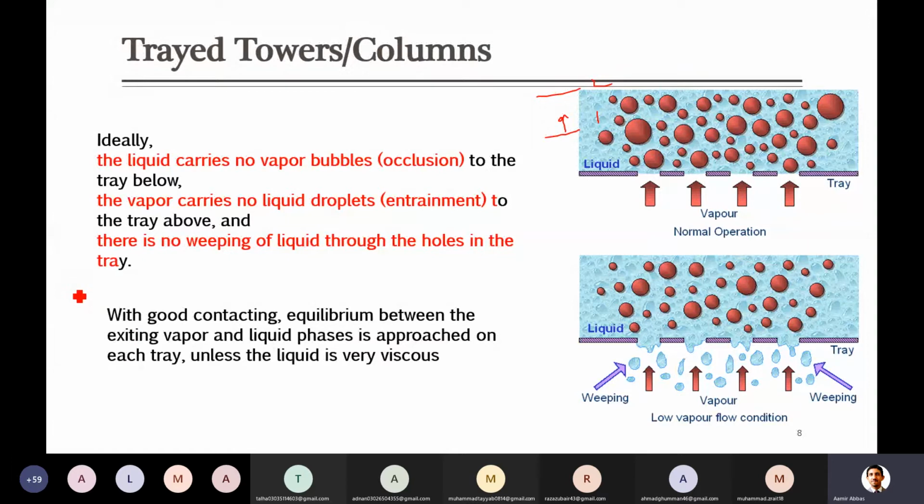So for good contact between the liquid and vapors, on each tray there is usually equilibrium between the liquid and vapor. Equilibrium will happen when there is good mixing between the vapor and liquid, unless the liquid is very viscous. In such a case, if it is very viscous, when vapor comes in contact with it, it cannot make good contact with the whole liquid. Otherwise, on the whole surface of the tray there is contact between vapor and liquid, mass transfer occurs, and they reach equilibrium.